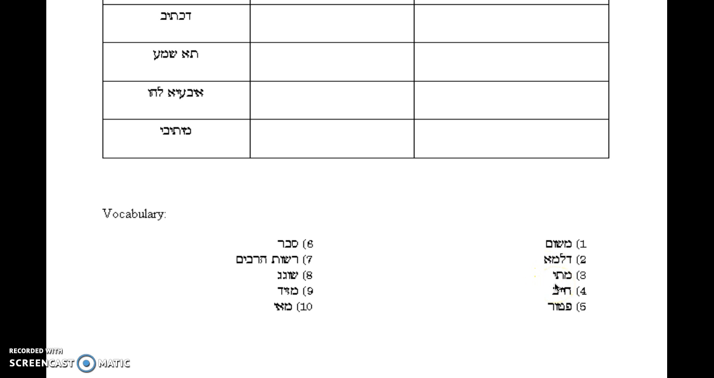Number 3, Mata is when. Number 4, Chayav means liable or obligated. Patur means exempt. Number 6, Savar means think. Reshuta Rabim is a public domain, a public area, like a street, for example. Shogeg means without intention. Number 9, Mezid means intentionally, on purpose. And finally, number 10, Mai means what is.